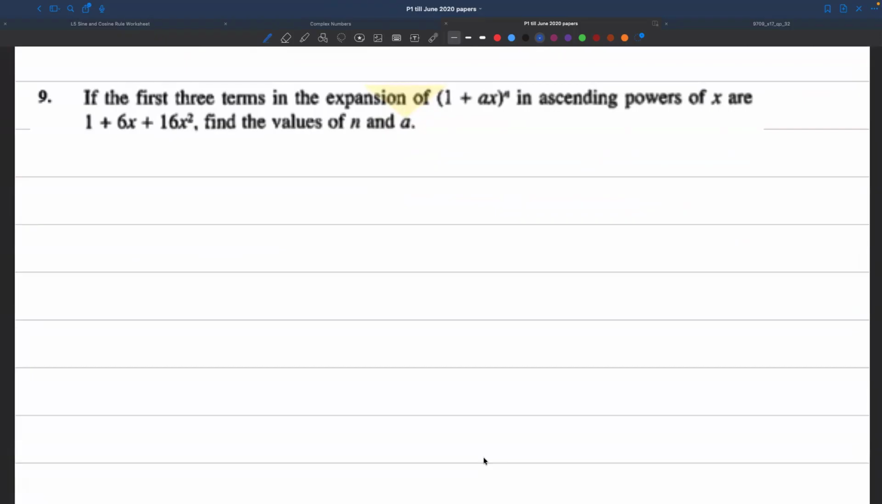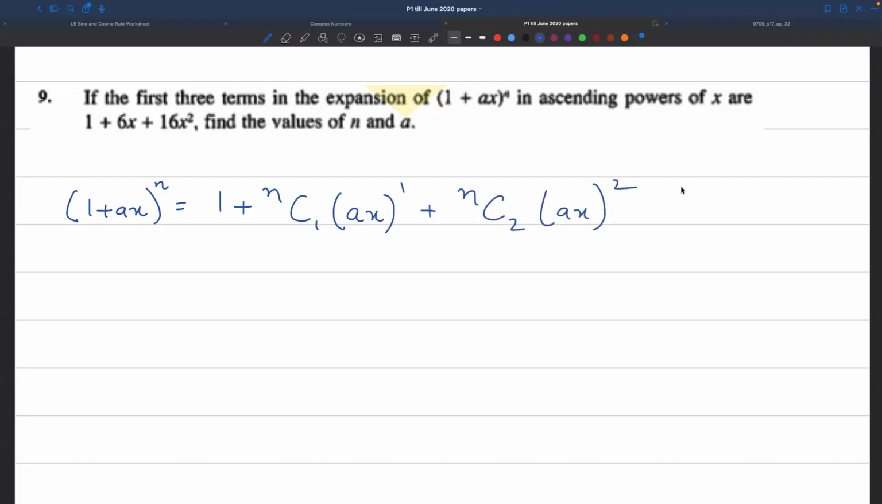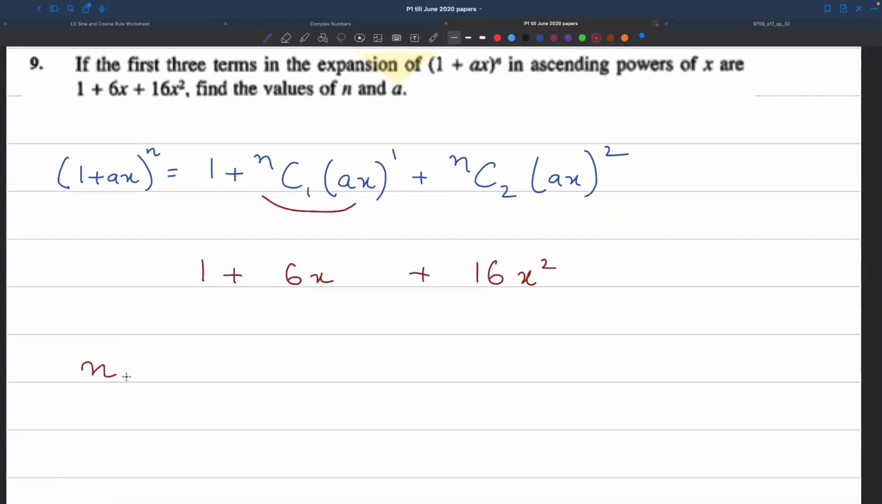If the first three terms in the expansion of (1 + ax)^n in ascending powers of x are given, find the values of n and a. Just a second. Okay. So when I expand (1 + ax)^n, again I will write it as, and I hope you people are noting it down with me, 1 + nC1 b^1. I will simply write it as ax to the power of 1 + nC2 b^2. Now, they have already given us the expansion, that is 1 + 6x + 16x², which means that this term over here is equal to 6x, right? nC1 is what? n multiplied by ax. So nax is equal to 6x, right?